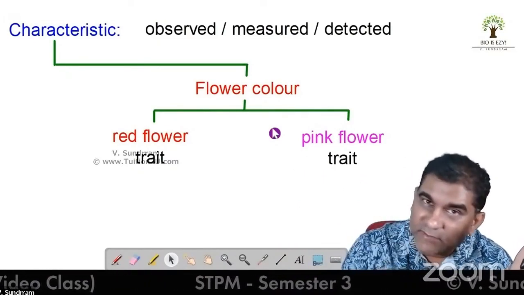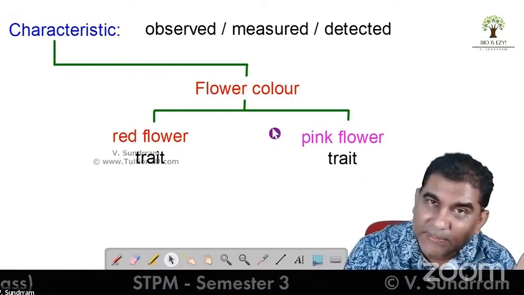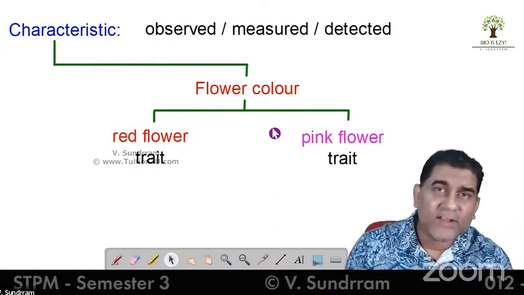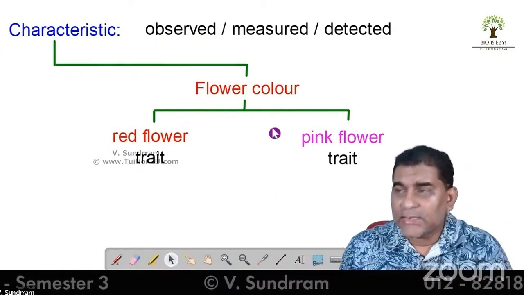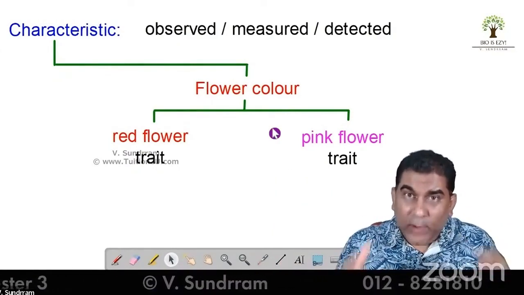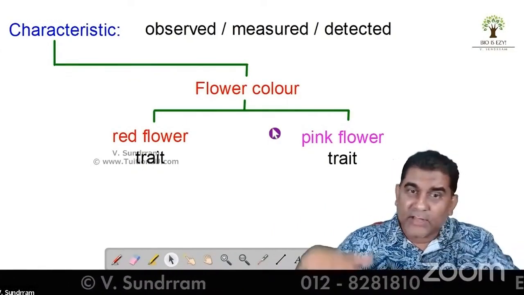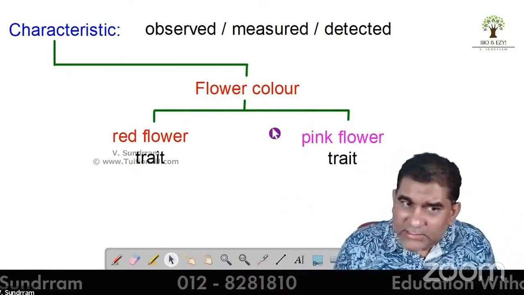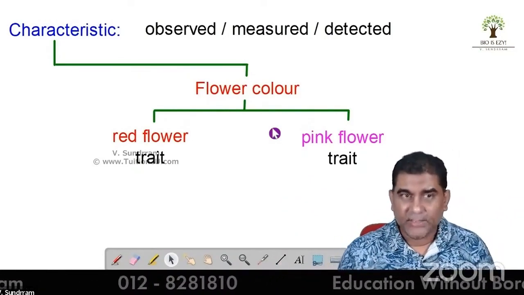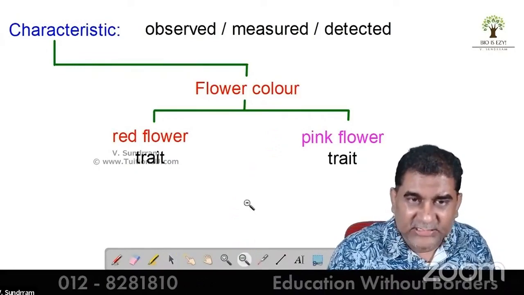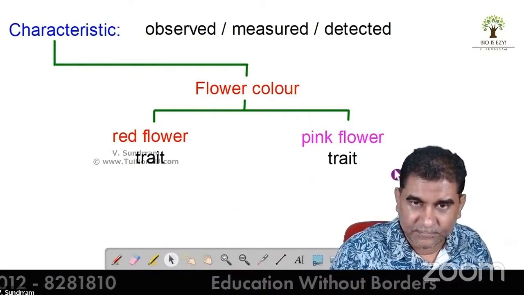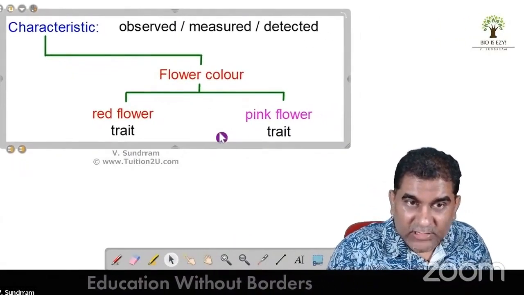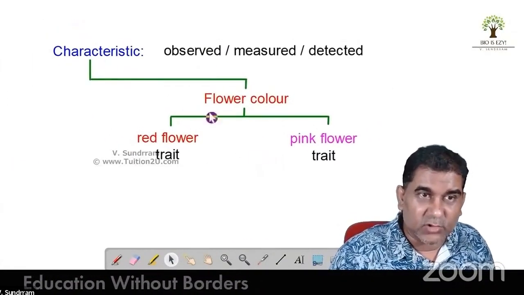Characteristics are observable, detectable, measurable features of the organism. Example is flower color. But we know flower color has a few types in one plant, one species. Maybe purple flower, pink flower, red flower. These different flower colors come under trait. Now, this characteristic is controlled by what?